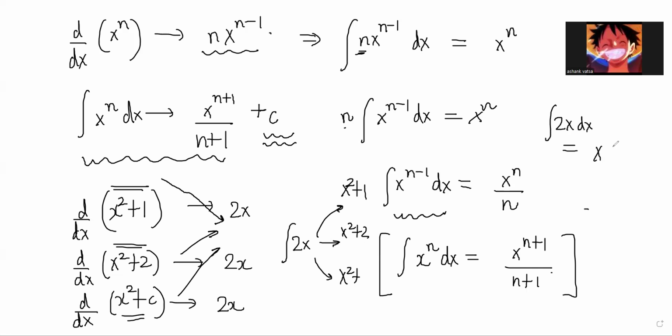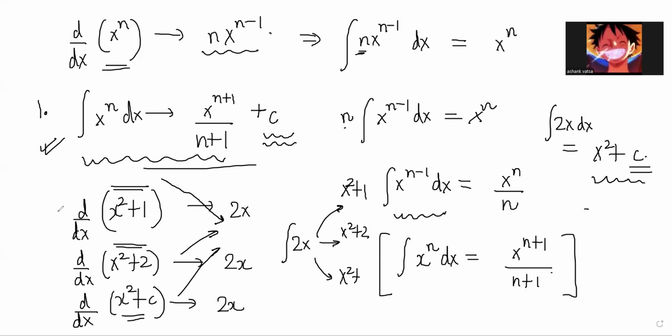In general, we can write it as x squared plus c because any constant is fine, because the derivative of a constant is 0. So if you differentiate this side, you will get 2x no matter what the constant c is, right? So the first formula that we have gotten is by using the derivative of x power n and figuring out what will be the reverse operation. We got this formula, right?